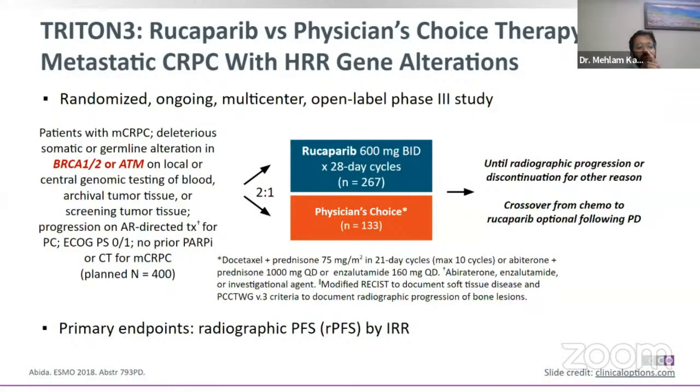So this is the phase 3 study which is ongoing, and patients are being recruited. Patients with metastatic castrate-resistant prostate cancer with somatic or germline BRCA1 or BRCA2 mutation, who have received prior AR-based or taxane-based therapy, are randomized to either rucaparib or physician choice.